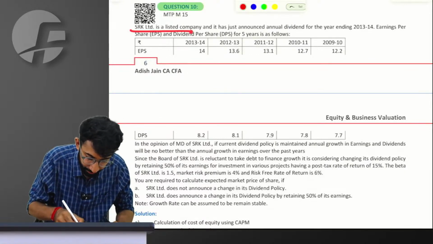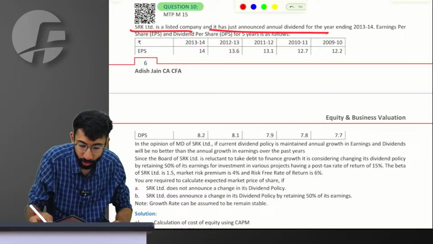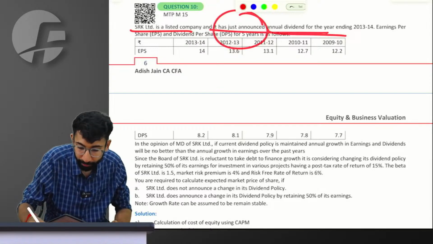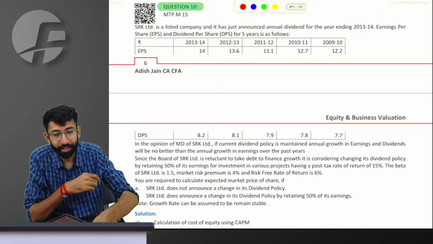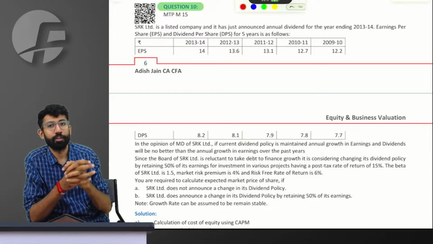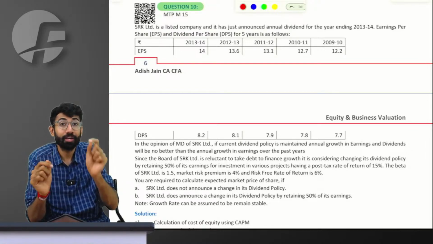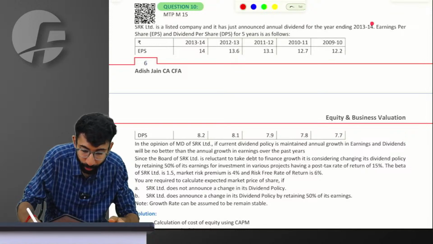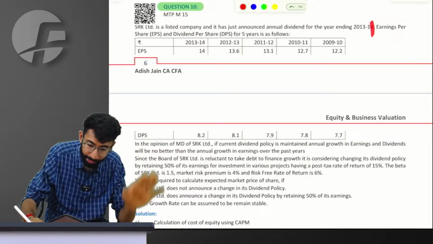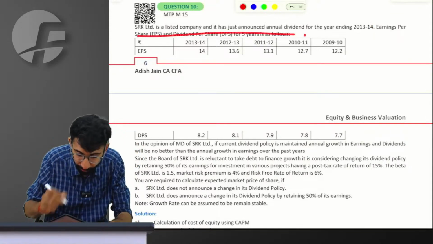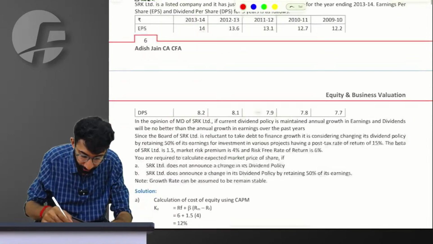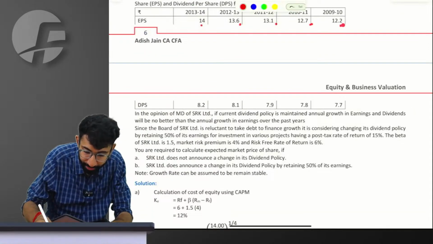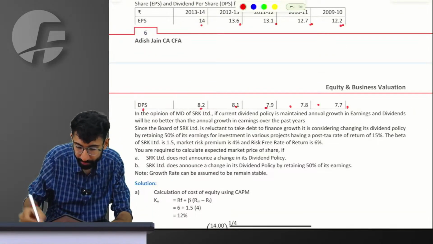So SRK Limited is a listed company, has just announced the annual dividend for the year 13-14. Sir, when they say they have just announced the dividend of 13-14, it means 13-14's dividend will be D0, which means we are standing at the end of 2014. All right, cool. Earnings per share and dividend per share for the last 5 years have been given. EPS was this, DPS was this.